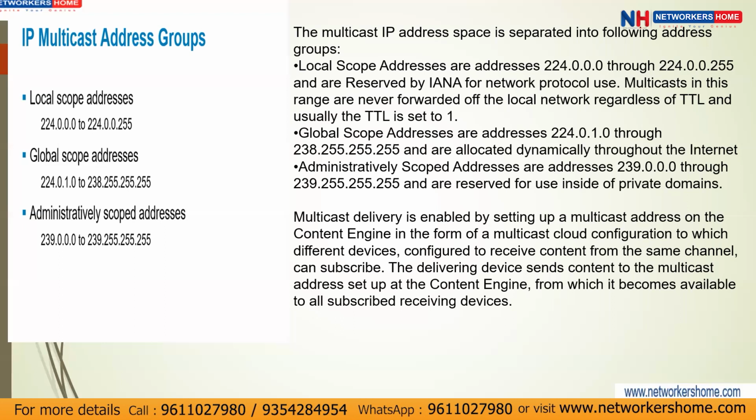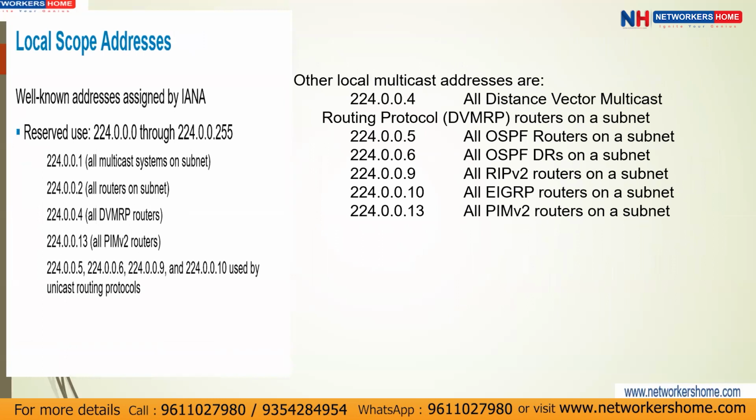So multicast delivery is enabled by setting up a multicast address on the content engine in the form of a multicast cloud configuration, to which different devices configured to receive content from the same channel can subscribe. The delivering device sends content to the multicast address set up on the content engine, from which it becomes available to all subscribed receiving devices. Well-known addresses assigned by IANA: 224.0.0.1, all multicast systems on the subnet.